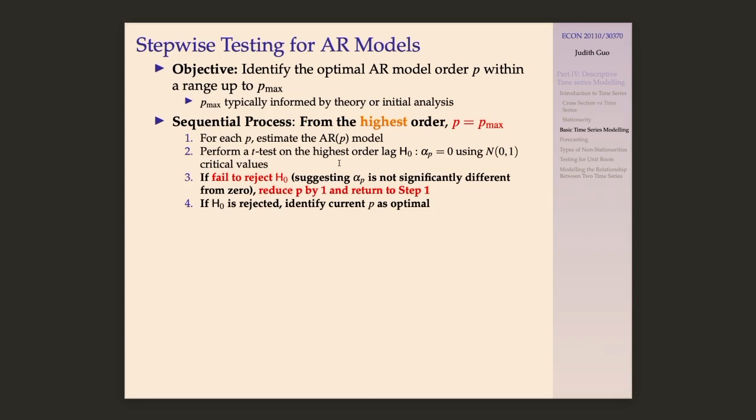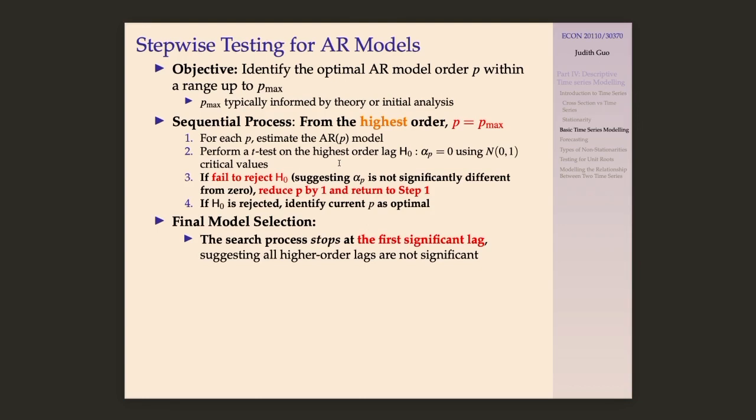So for example, if we fail to reject alpha 5 being 0 in the AR5 model, then we stop the test and we conclude that p being 5 is the optimal. So the first significant lag being 5 basically means that the higher order lags are all not significant. If alpha 5 is statistically significant in an AR5, that implies Yt does not depend on the 6th lag, the 7th, the 8th, or even higher order lags. This is the intuition. On the next slide, we'll see an example.